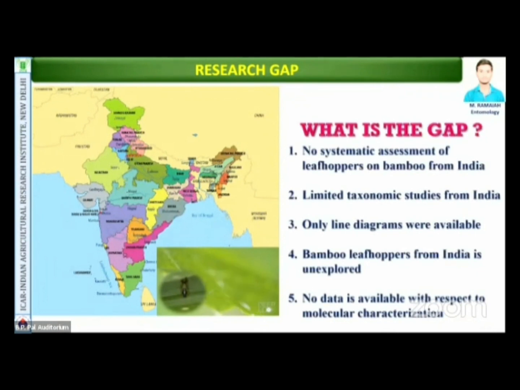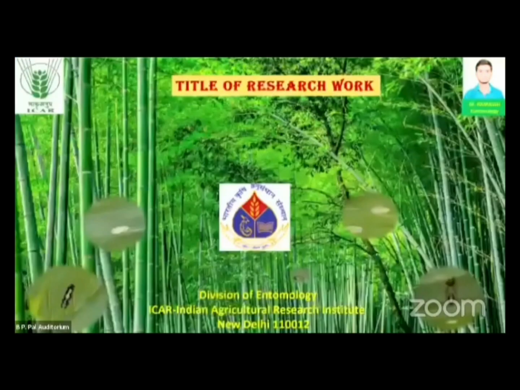So in relation to leafhoppers with respect to bamboo, what is the research gap from India? There is no systematic assessment of leafhoppers from India, and taxonomic studies are limited. Only line diagrams are available. There are no colour images for easy identification, and the diversity is unexplored. No data is available with respect to molecular characterization.